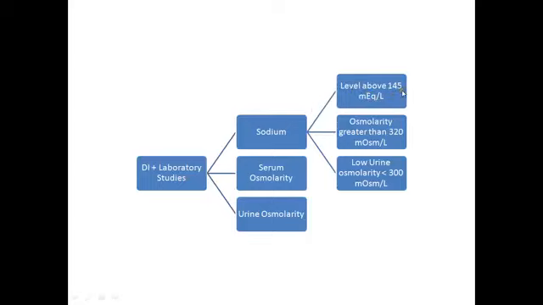So sodium levels, there will be hypernatremia 145, and osmolality will be greater than 320. और जब आप यूरिन osmolality करेंगे, it will be less than 300. It is a dilute urine. ठीक है, so आपने ये तीन चीज़ें देखनी है. सोडियम आपने देखना है 145 है, सीरम ऑस्मोलैलिटी आपने देखनी है कि 320 है, और यूरिन ऑस्मोलैलिटी आपने देखनी है which is less than 300.